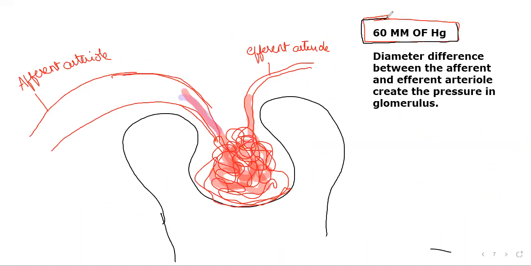60 mm. How? Diameter difference. More is coming, less is going. Here pressure. With that pressure, they are trying to push the blood down. Don't you say that blood is also having some opposing? Don't they oppose if they push the blood?